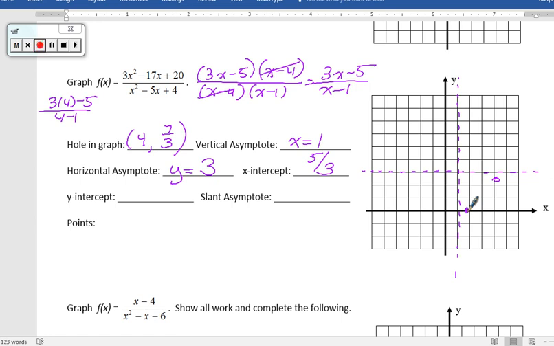Y-intercept will occur when we put 0 in for the x's. So we're going to get a y-intercept of 5/2. Be careful on these. Sometimes when you put the asymptotes in, you want to count from there. But remember, you do need to count from the origin. If you have a horizontal asymptote, then you will not have a slant asymptote.